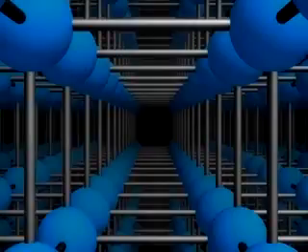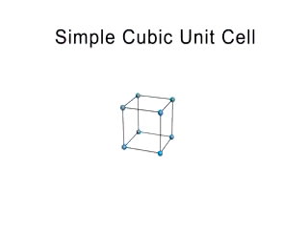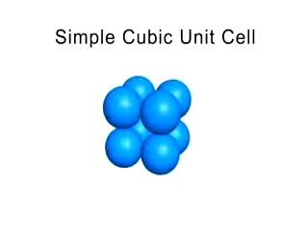Many elements and simple compounds have unit cells from the cubic crystal system. Let's examine the three types of cubic unit cells. All cubic unit cells have particles at the corners of a cube. The simple or primitive cubic unit cell has particles at the corners only. In reality, the particles lie as close to each other as possible.